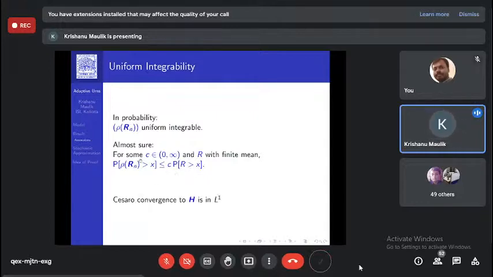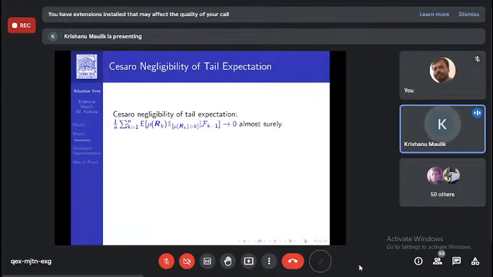And these conditions, either of them, will imply that Hn will converge to H in L1. So the convergence of Hn to H will also be in first moment, or in L1. Now, remember that this negligibility of tail expectation was an additional assumption you had for almost sure convergence. The first condition was exactly similar to convergence in probability, only in probability can be replaced by almost sure. But you have this additional assumption. So can we get some nicer or more natural looking sufficient condition for that?